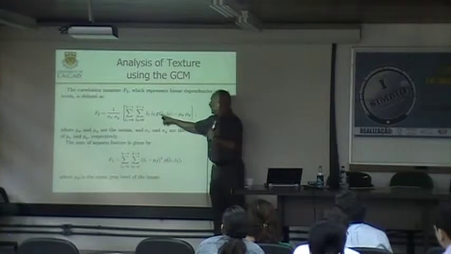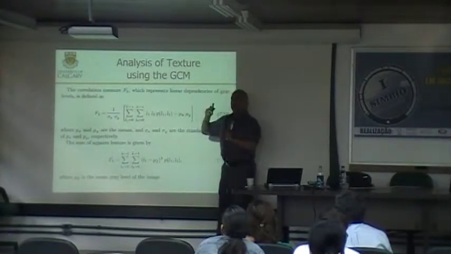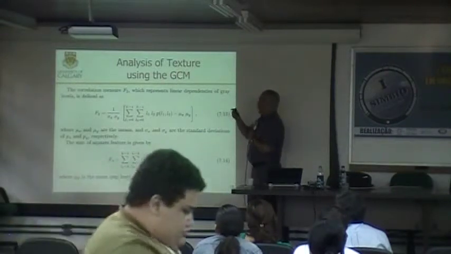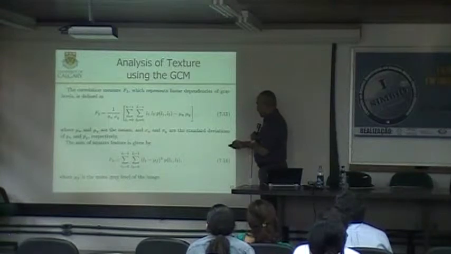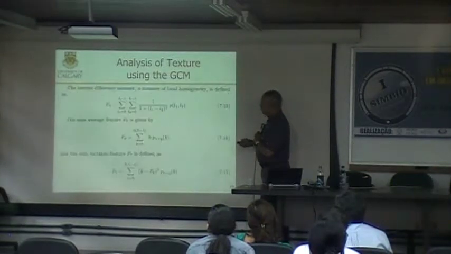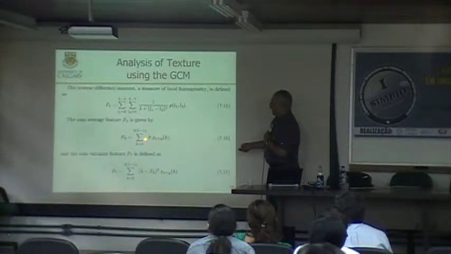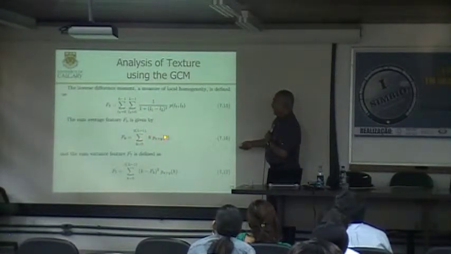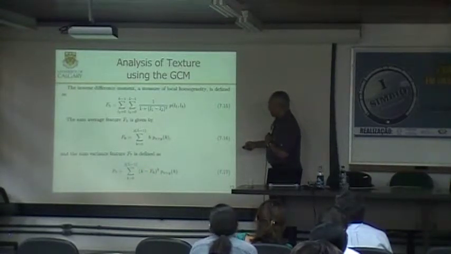Now, the order of this, because you are considering two values at a time, you can call it second order or first order. There is some confusion in the literature about that. Central moment, L1 is like a variance. And here, the difference is divided, so it is the inverse difference moment. And this is the average, K times the probability. And this is another moment, some variance.